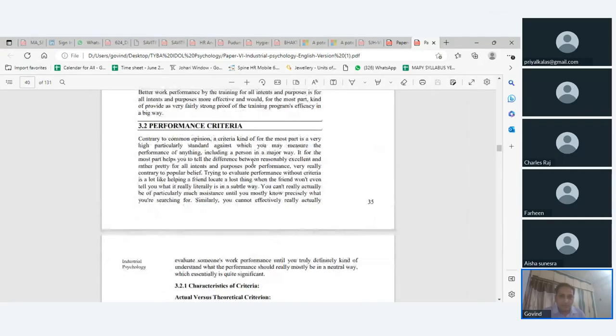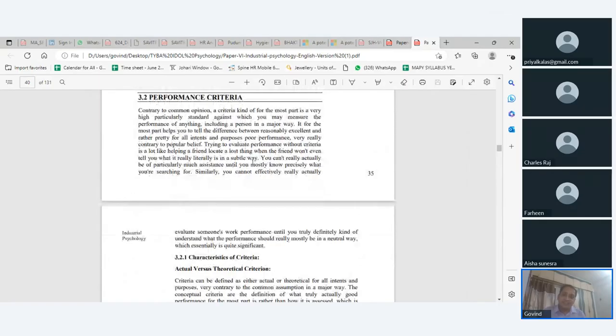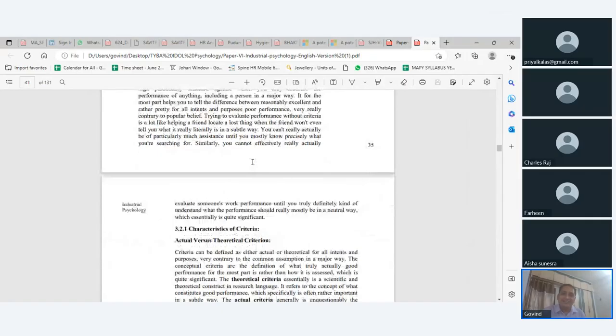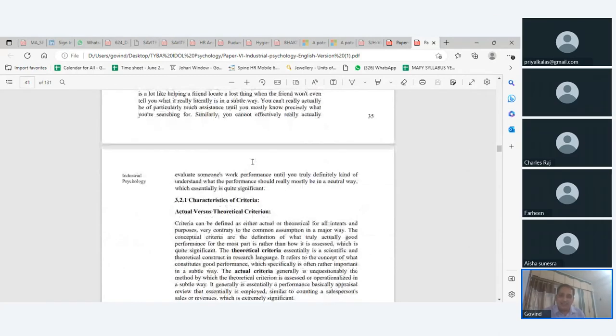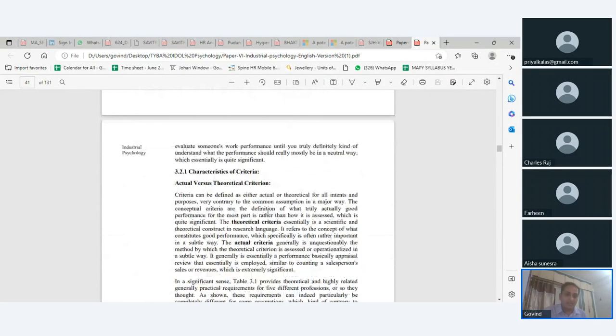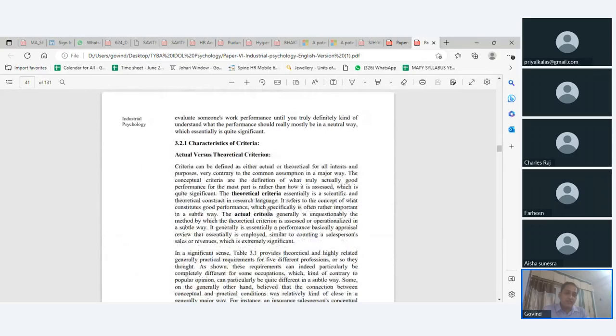Next is performance criteria. Performance criteria is nothing more than what criteria we decide for each performance. This book is more of a theoretical point, in the practical world nobody reads the actual criterion or theoretical criterion kind of thing. In simple language we call it KPI, key performance indicator. We give the rating scale on the basis of that, and people perform that way. Let me try to show you if I can.